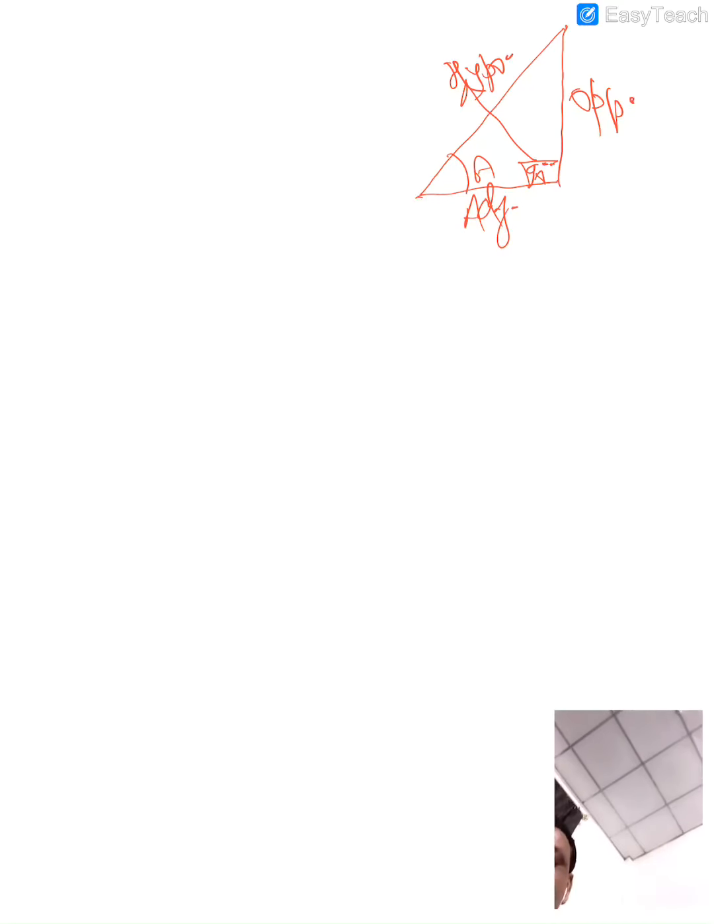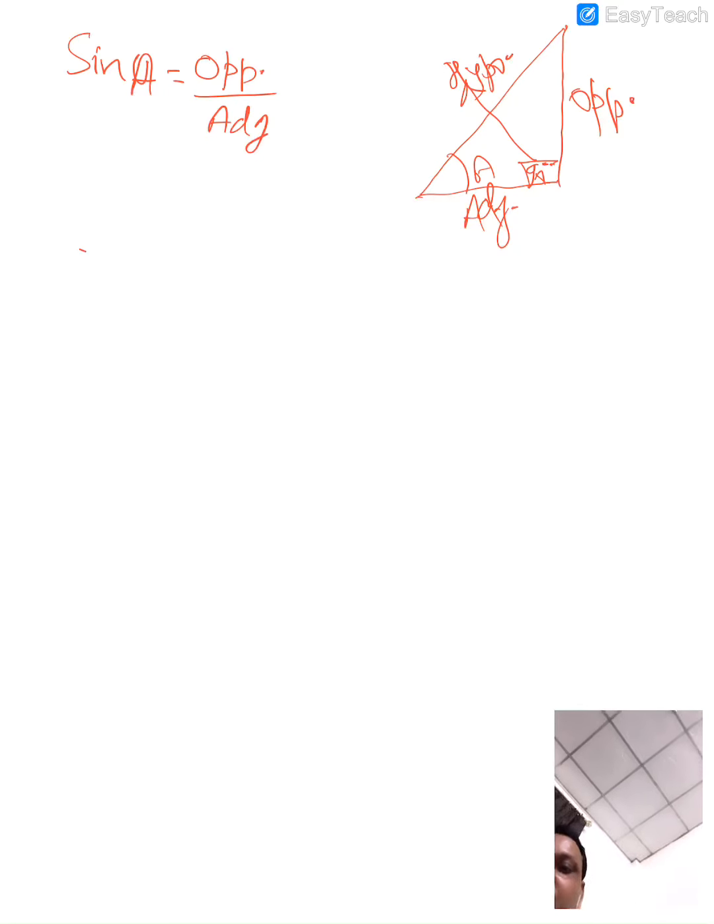I already explained to you on the last page that sine A is opposite over hypotenuse. So what is the reciprocal of sine? It is called cosec. Cosec A, or in shortcut people say CSC. What is the name of that? CSC.